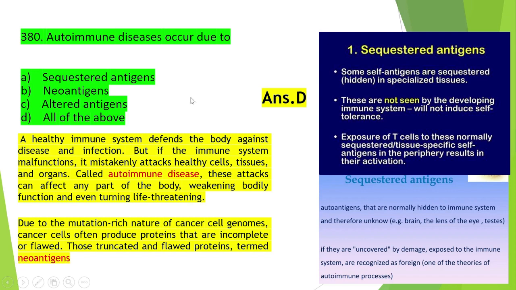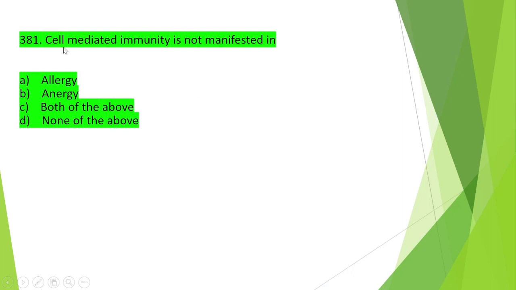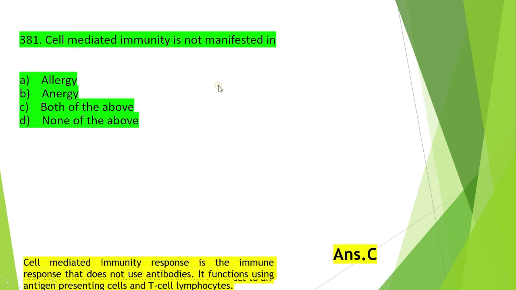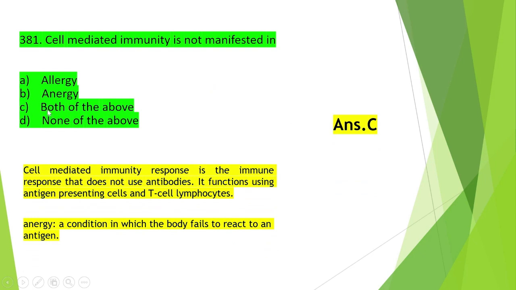Move on to the next question, that is, cell-mediated immunity is not manifested in allergy, anergy, both of the above, or none of the above, and the right answer is option C, that is both of the above. So cell-mediated immunity is not manifested in allergy or anergy. Cell-mediated immune response is the immune response that does not use antibodies; it functions using antigen presenting cells and T cell lymphocytes.